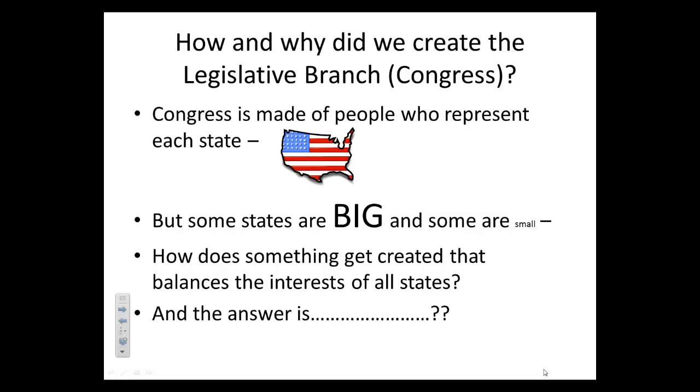The system was implemented where each state got a number of representatives based on their population. But the smaller states felt that this was not fair, and their wishes would get ignored by the larger, more powerful states. So the Great Compromise created the Senate and the House of Representatives to answer that issue.